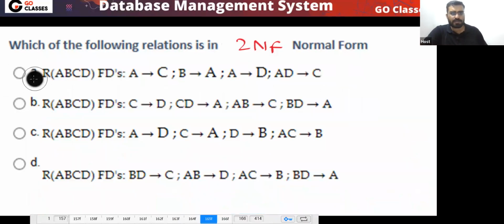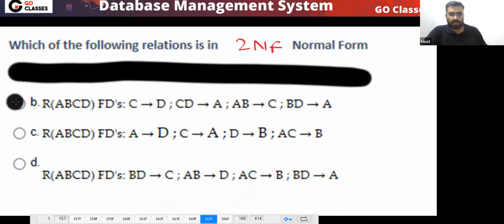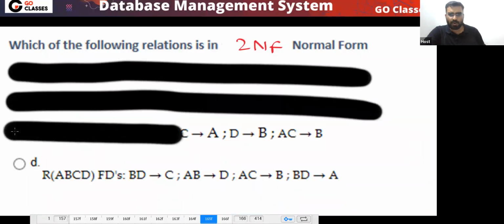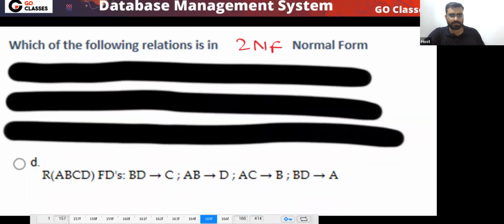Let's see the next, option number 4. Here you can notice A, B, C, D. So what are the candidate keys? Find the candidate keys. A single attribute candidate key is not there. Just check AB plus. AB plus will be ABD.